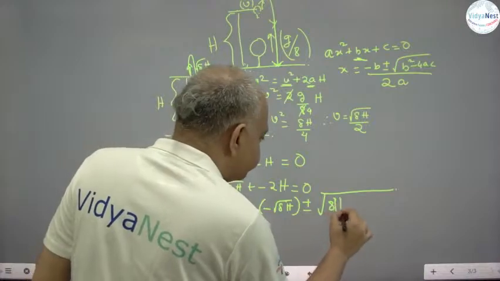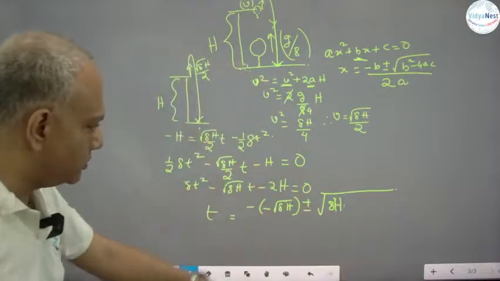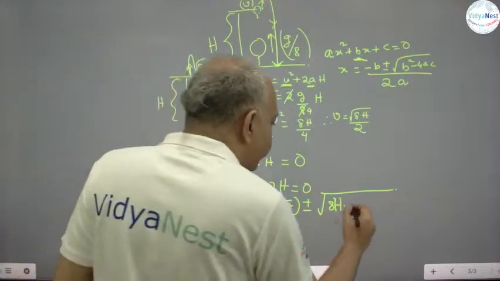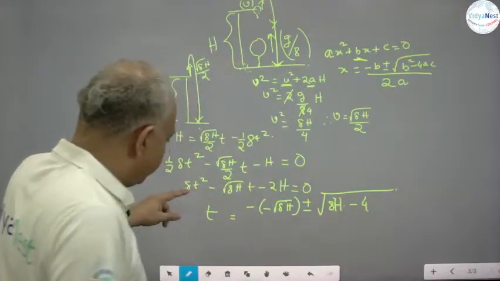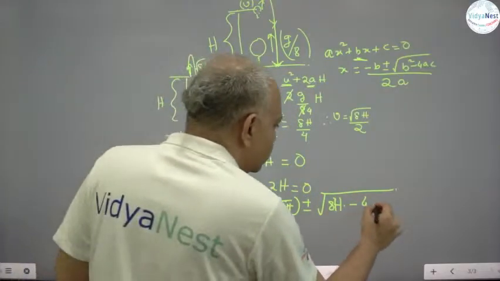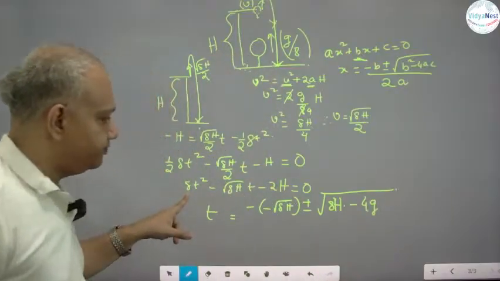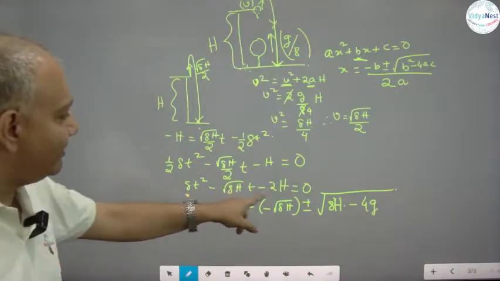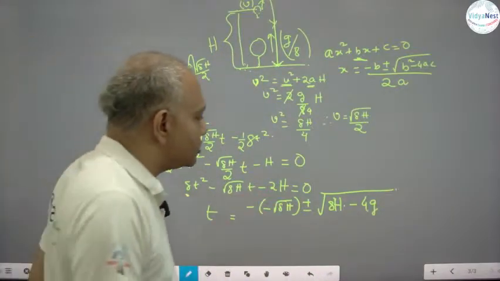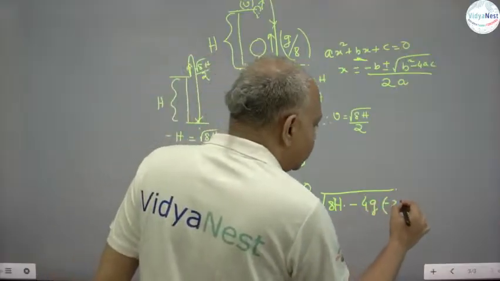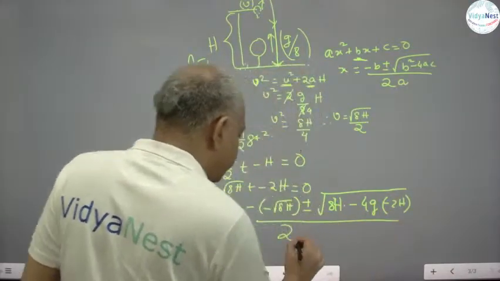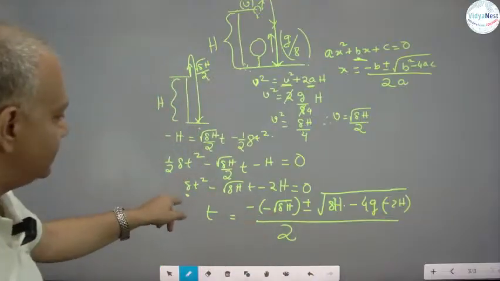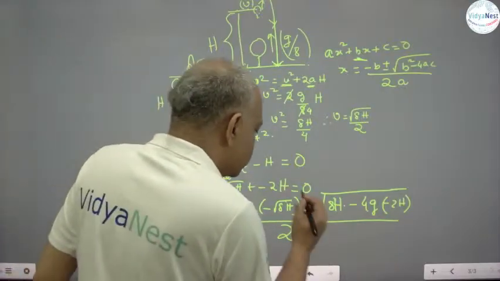This root has gone out. Okay, b square minus 4 into a. What is the a? This is a g. And b square minus 4a into c. What is the c? This is a minus 2h. Minus 2h. Okay. Divided by 2 into a. What is the a? This is a g. Isn't it? So what the result is going to come?